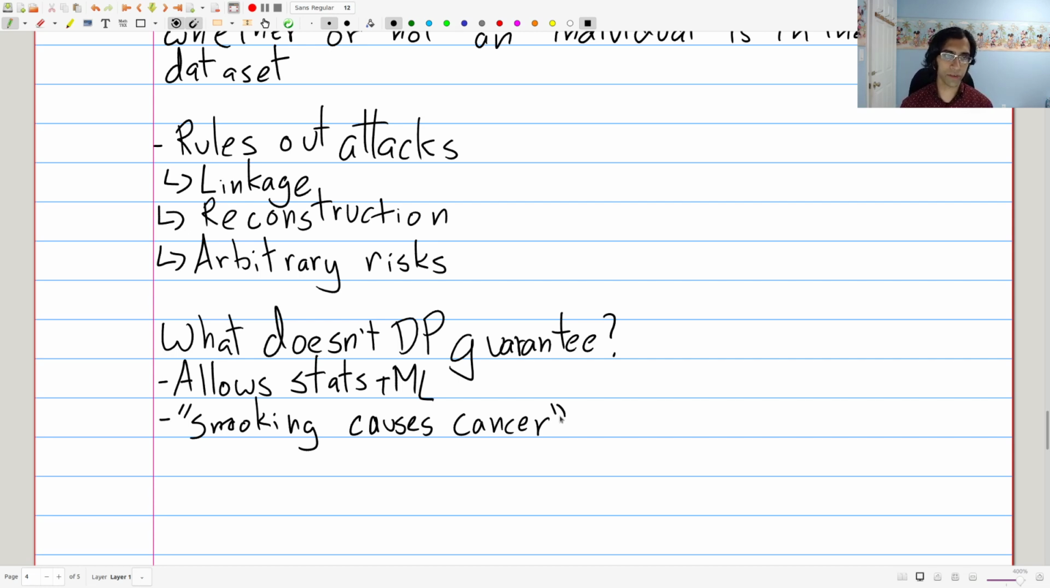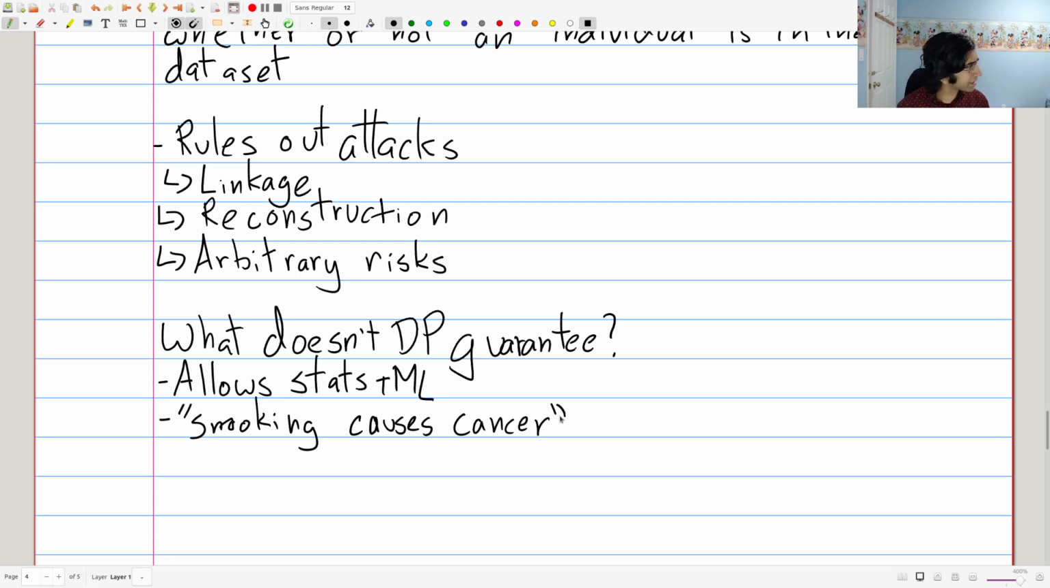We want to infer something about the population, and that might allow us to infer things about individuals. So what we learned in the study might be that if you take a random individual from the population and they smoke, then it's likely to cause cancer. However, because this individual in particular smokes, it allows you to infer that they may have cancer, or it might cause their cancer.